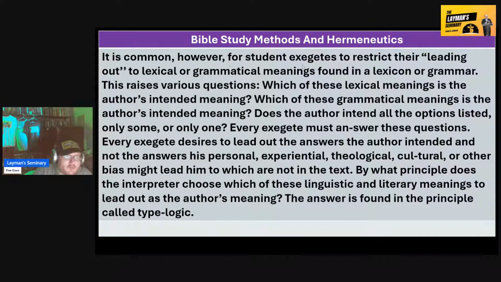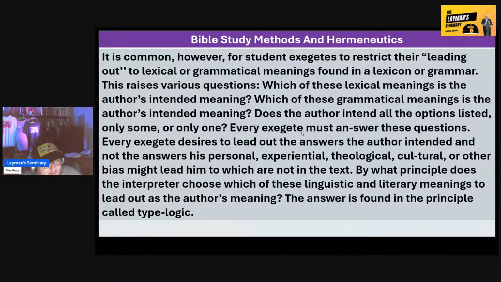It is common, however, for student exegetes to restrict their leading out to lexical or grammatical means found in a lexicon or grammar. Yeah, that's what Corey does. This raises various questions. Which of these lexical meanings is the author's intended meaning? Which of these grammatical meanings is the author's intended meaning? Does the author intend all the options listed, or only some, or only one? Every exegete must answer these questions.